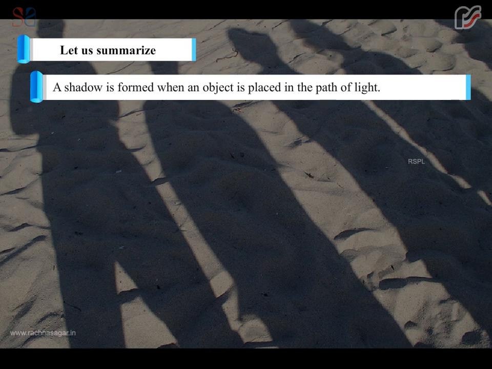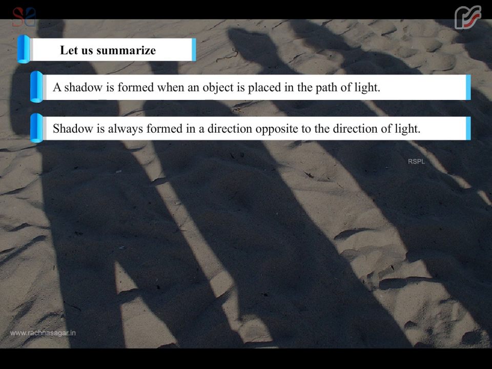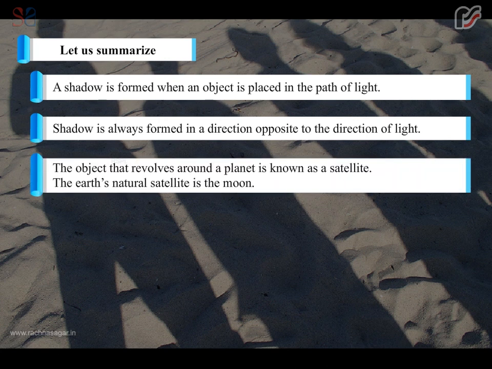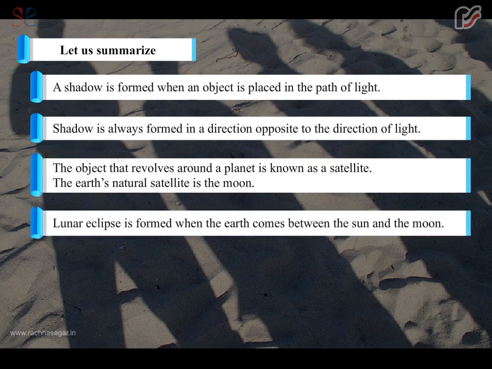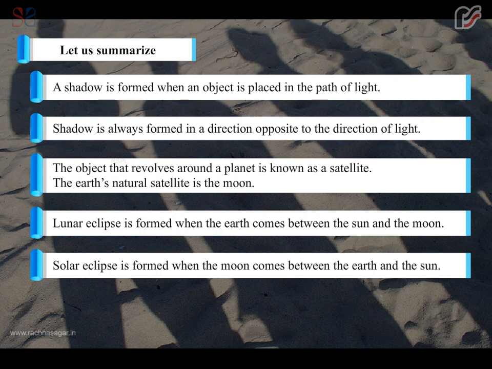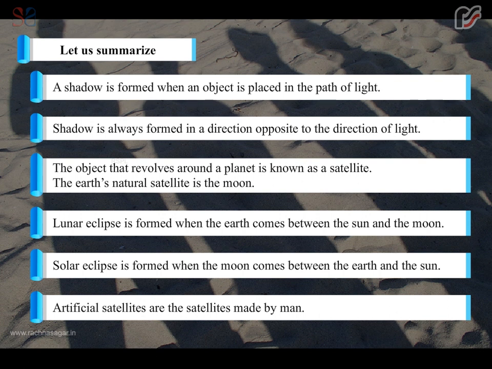A shadow is formed when an object is placed in the path of light. Shadow is always formed in a direction opposite to the direction of light. The object that revolves around a planet is known as a satellite. The Earth's natural satellite is the moon. Lunar eclipse is formed when the Earth comes between the sun and the moon. Solar eclipse is formed when the moon comes between the Earth and the sun. Artificial satellites are the satellites made by man.